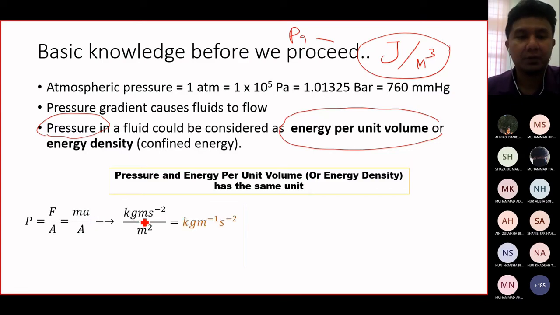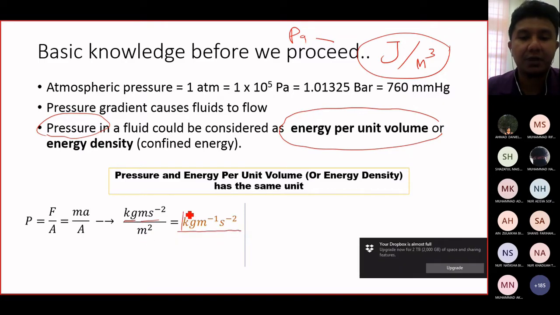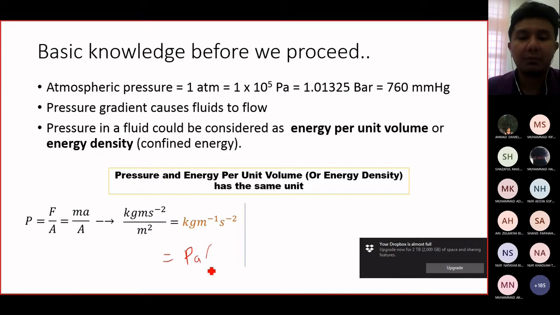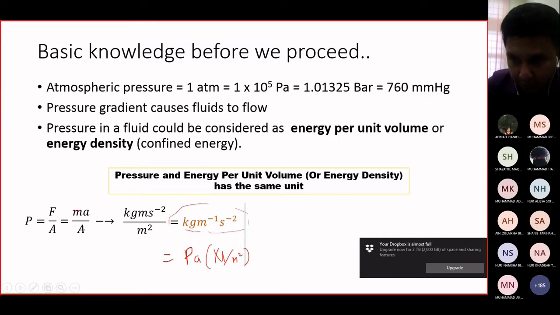So the unit for MA: M is kilogram, acceleration is meter per second square. Area is meter square. So the unit now becomes pressure. Of course, we don't like to write like this, so people introduced the word Pascal, which is easier, or Newton per meter square. So actually we can write this unit, no problem, just follow all the respective individual units.